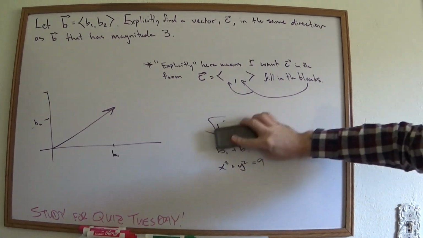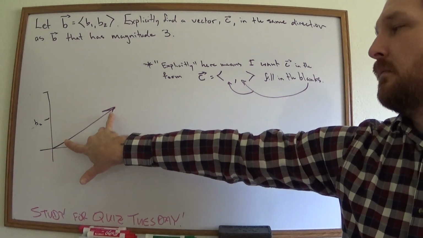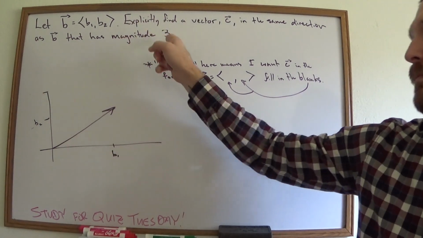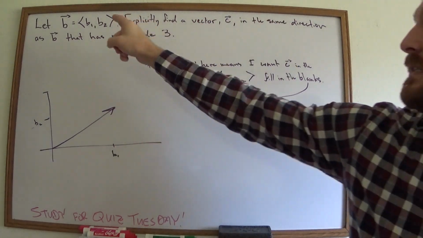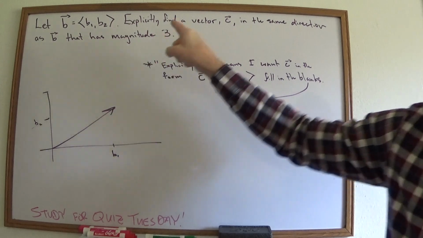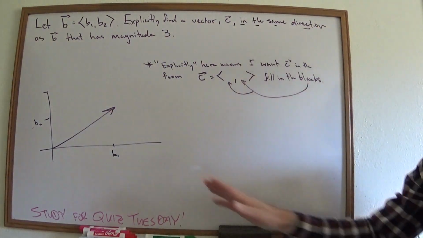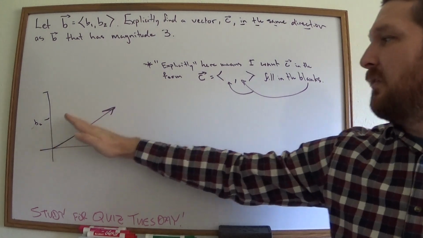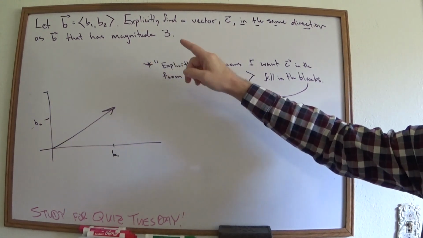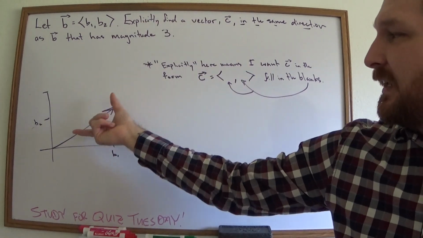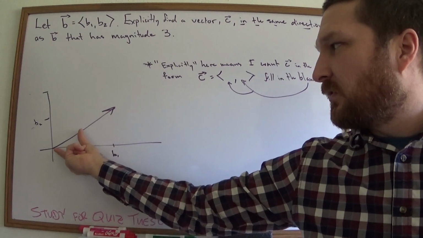Here's the thing. What if this length happened to be 1? Then you would just take it and multiply it by 3. Can we find a vector that's in the same direction? In other words, what we're trying to do is scale this vector by some amount, but we need to figure out what that amount is. If this thing happens to have length 1, then all we have to do is take whatever that vector is and multiply it by 3.